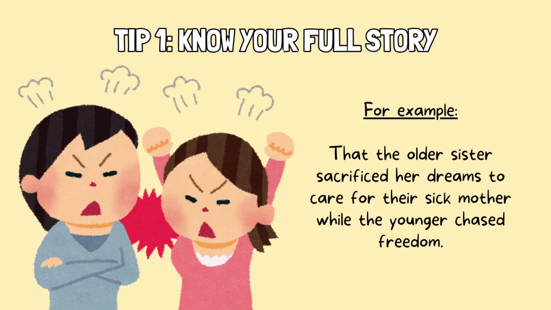Imagine you're writing a scene about two siblings arguing over a family heirloom. You need to know their full history, that the older sister sacrificed her dreams to care for their sick mother while the younger chased freedom. Even if you never state this, that knowledge will color the tension in every line of dialogue.